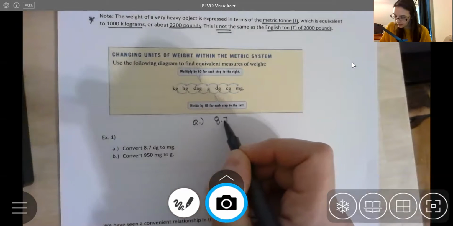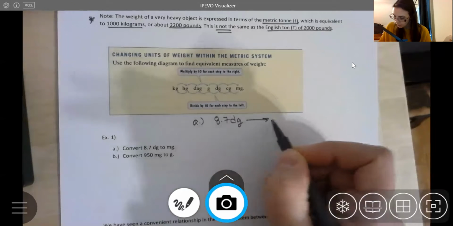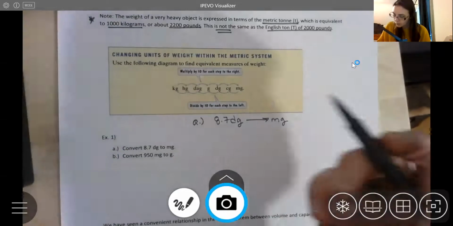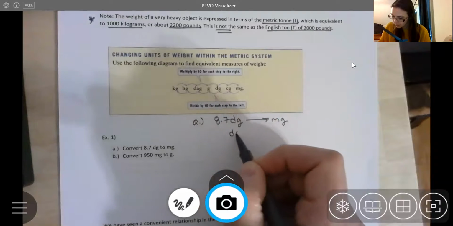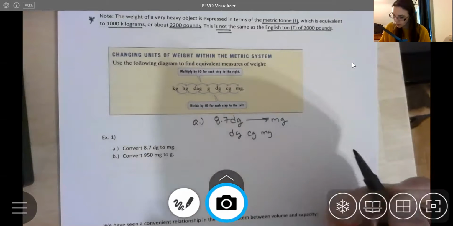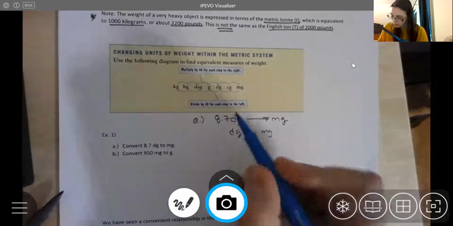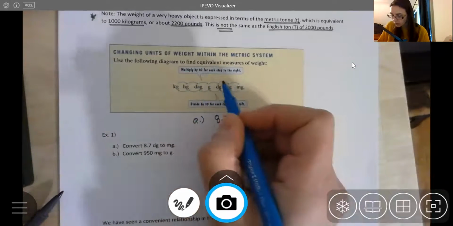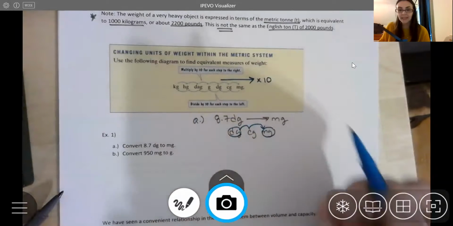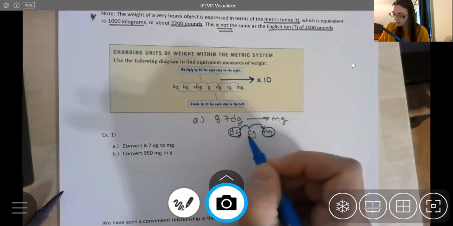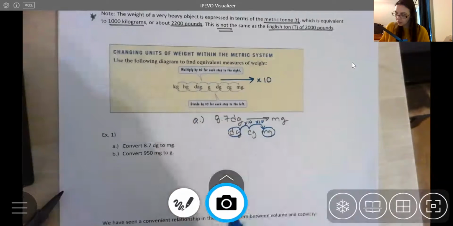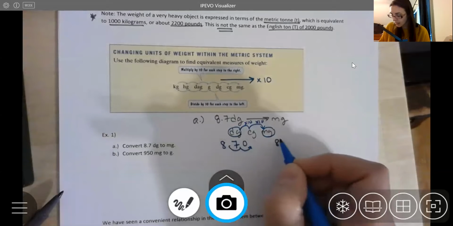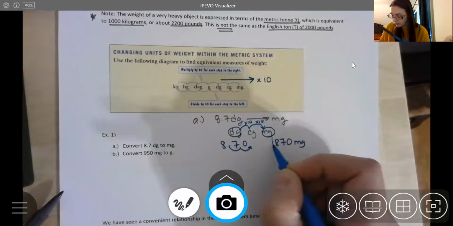So I'm going to go from 8.7 decigrams to milligrams. So let's see, I'm going from DG, next is CG, and then MG. So I'm going from here down to here. So I'm moving in that right direction. Remember, if you're going to the right, you're going to multiply by 10. So I'm going to do it twice. So I'm going to multiply by 10 once and by 10 twice, which means I'm actually just going to move that decimal 2 spots to the right. So this is the same as 870 milligrams.